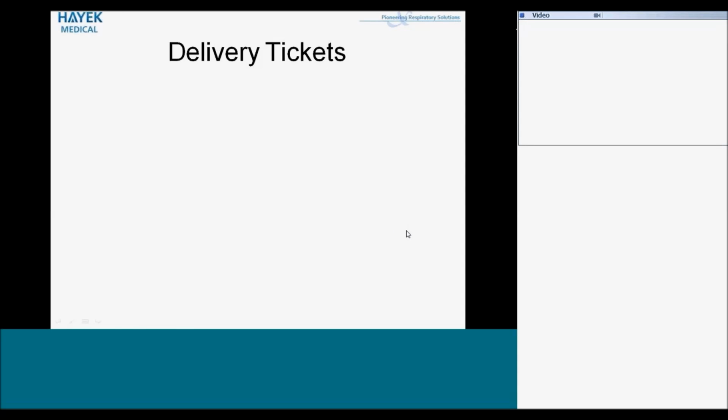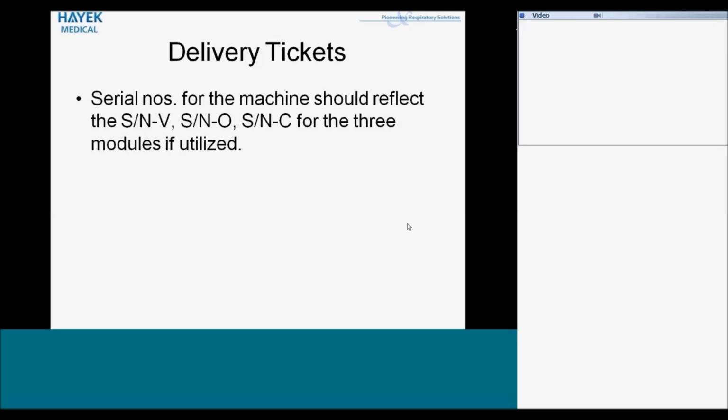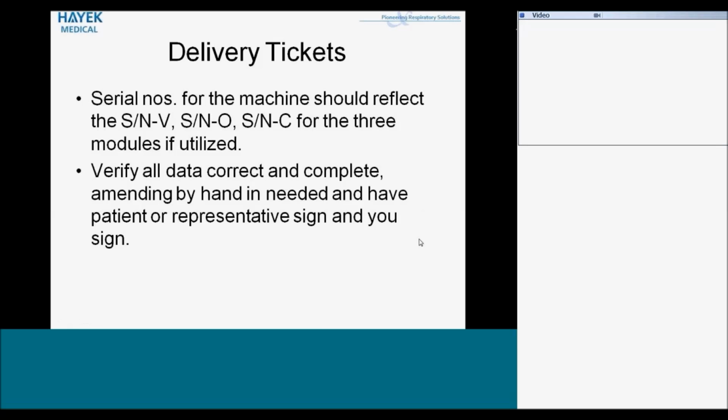Okay, the next element of the setup is going to be the delivery ticket. On the delivery tickets, they should already be completed for you with the serial numbers of the machine, or at least a blank for the serial numbers, and make sure you fill in the serial number -V, serial number -O if there's oscillation, and serial number -C if cough assist is ordered. For the 3 modules, verify the data is all correct.